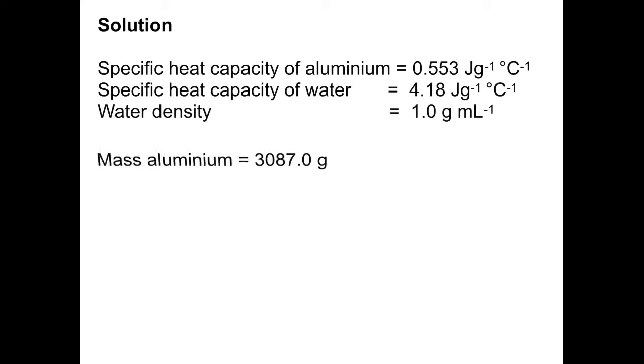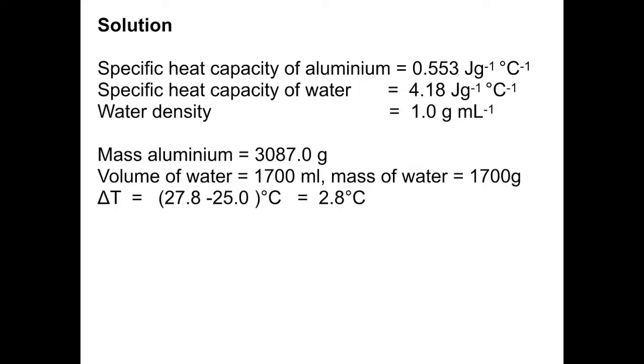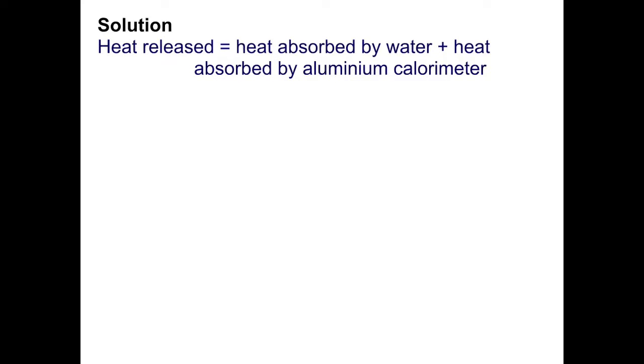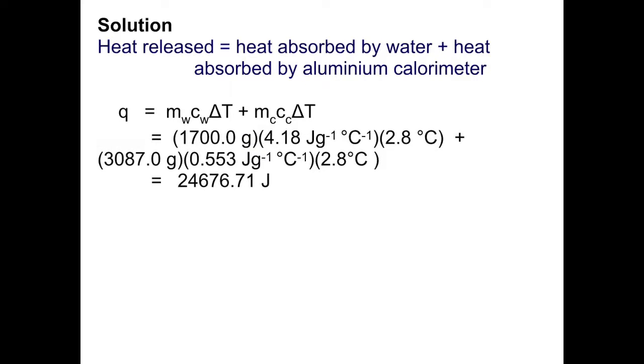To solve this question, first of all, we list out all the information given in the question. We know that for a bomb calorimeter, heat released is equal to heat absorbed by water plus heat absorbed by the aluminium calorimeter. And from the information in the question, we have the mass of water and the mass of aluminium. So the formula used is m c delta T for water plus m c delta T for aluminium. Substitute the information into the formula and we will get the final answer, 24.7 kilojoules (heat release).